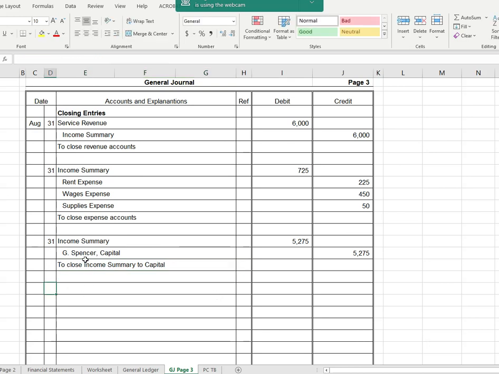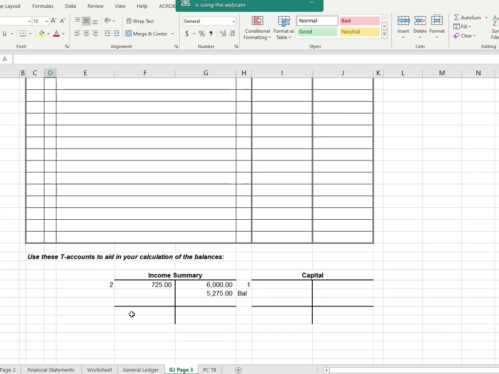Perfect. So now I have to post this entry, or put it in the T account below so I can calculate my balance out. Okay, so I have a debit. That's my entry number 3. And now my balance is a 0 balance. It's closed, gone, goodbye, we're good.